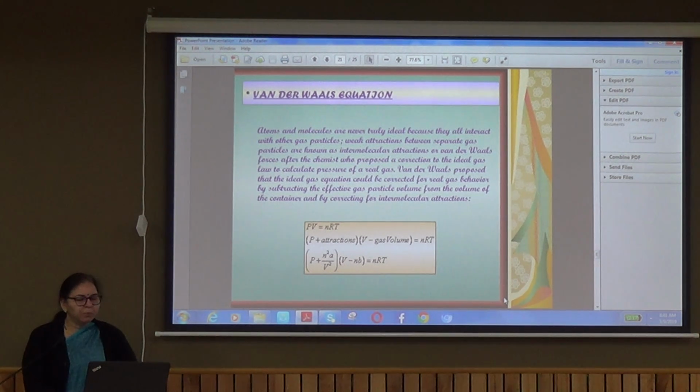Now you can see PV equals nRT is corrected: P plus attractive forces, V minus the volume of the gas molecules, equals nRT. And we can write (P plus n squared a upon V squared)(V minus nb) equals nRT. This is known as the Van der Waals gas equation, and this is used for real gases.